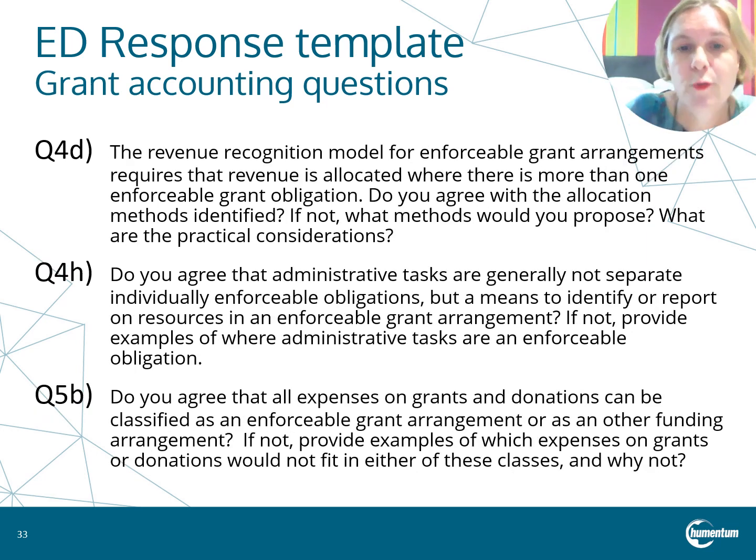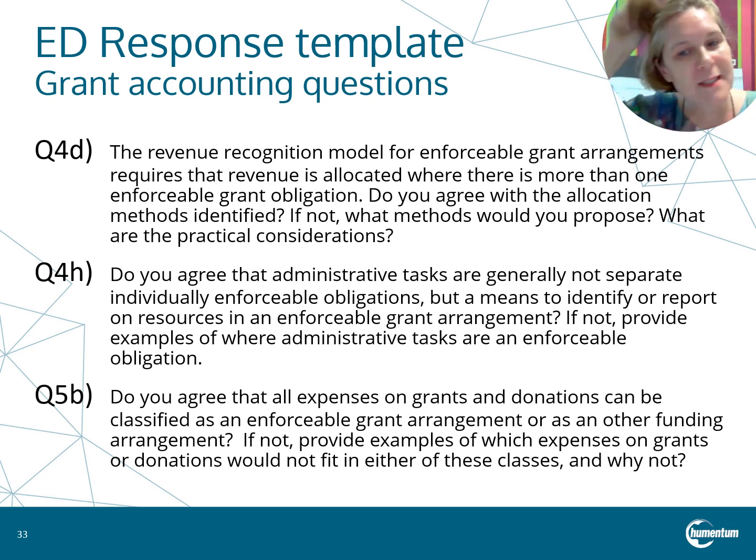Then question 4D. The revenue recognition model for enforceable grant arrangements requires that revenue is allocated where there is more than one enforceable grant obligation. Like if we had activity 1 and activity 2, that 100,000 was allocated to the 40 and the 60. Do you agree with the allocation methods identified? I haven't talked about them in this video, so you could look at that in more detail. If not, what methods would you propose? What are the practical considerations?